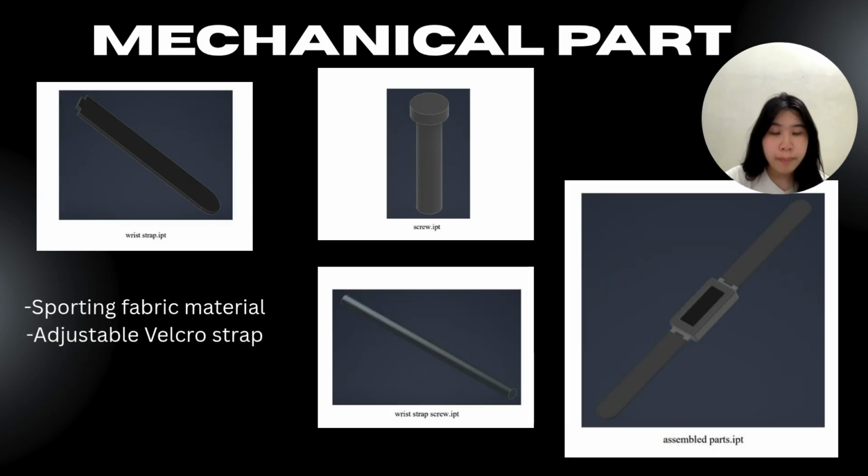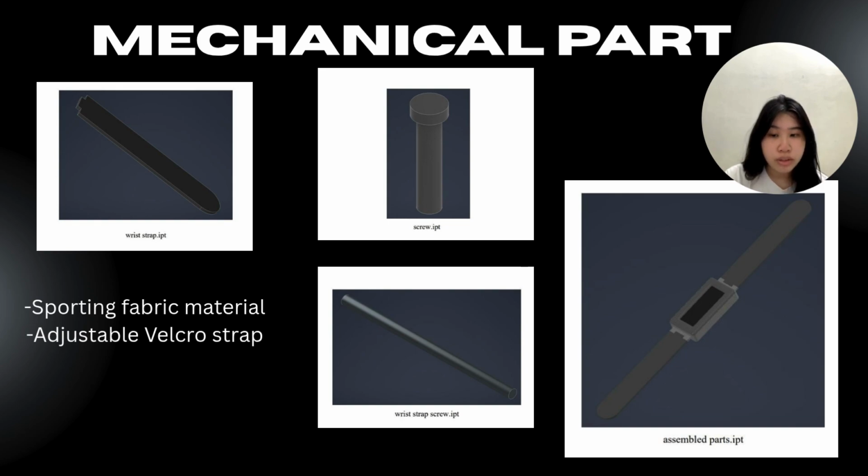For the wrist strap part, the wrist strap is designed with the edges also rounded, and it is a Velcro adjustable strap that can fit all wrist sizes. The wrist strap is made from sporting fabric material, which offers flexibility, skin comfort, and quick drying.